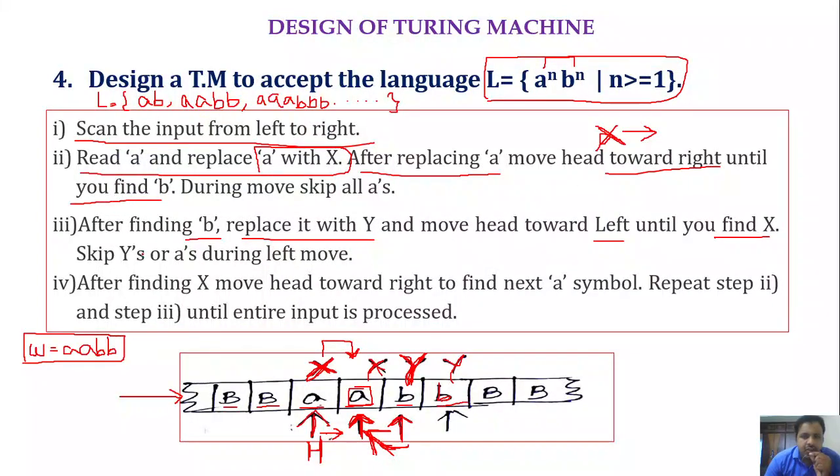The moment we get x, we have to move the head towards the right. If any a is there, that will be read and converted into x, and the head is moved towards the right to find the next b symbol. So in the fourth point, after finding x, move towards the right to find the next a symbol. After that, we have to repeat step 2 and step 3 until the entire input has been processed. So this is the logic for implementing this Turing machine for this particular type of language.